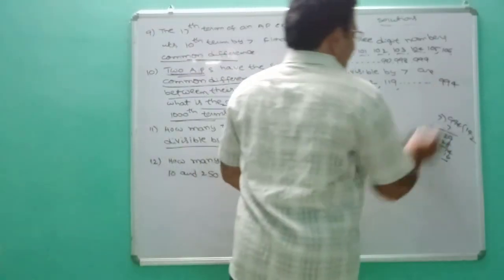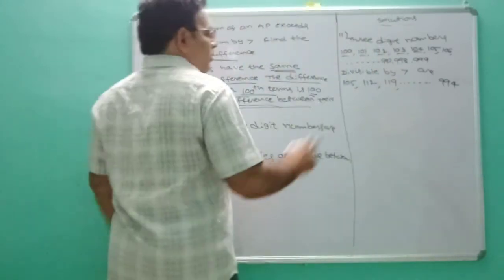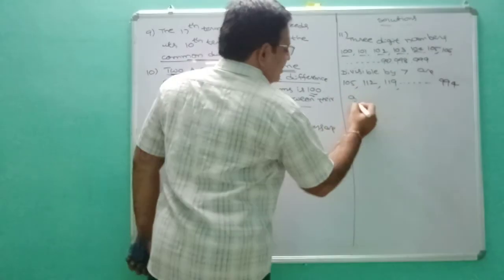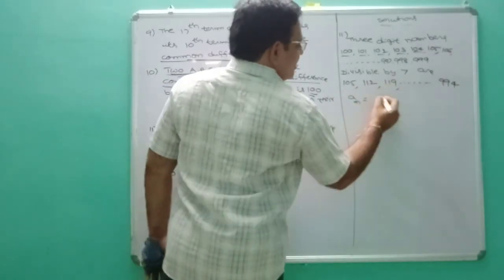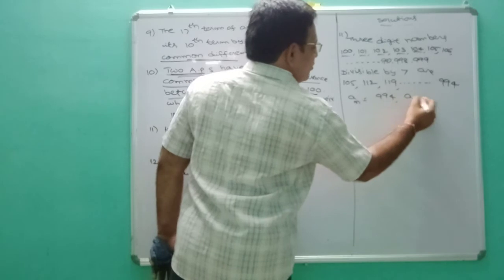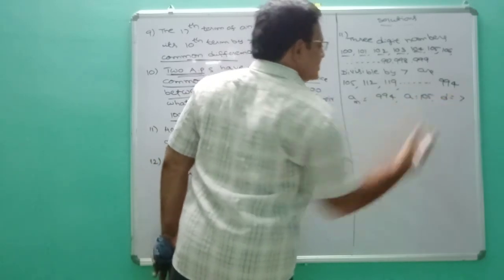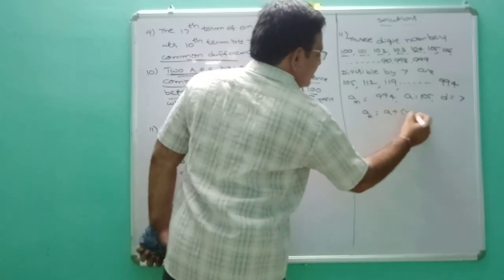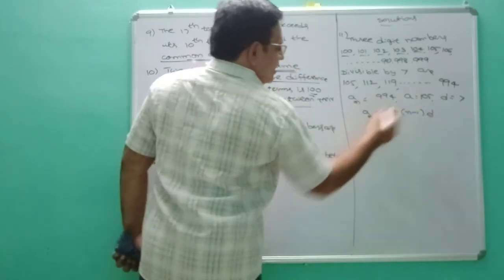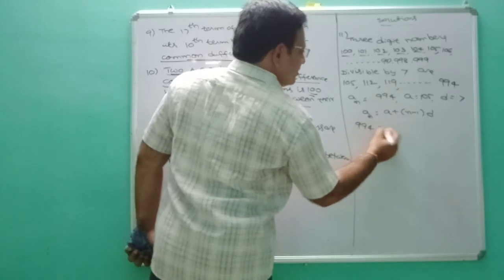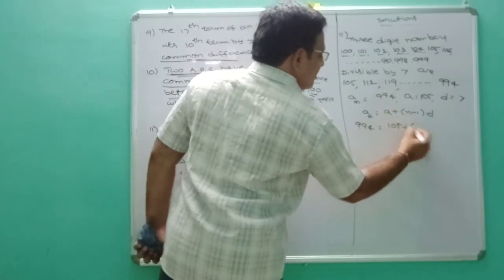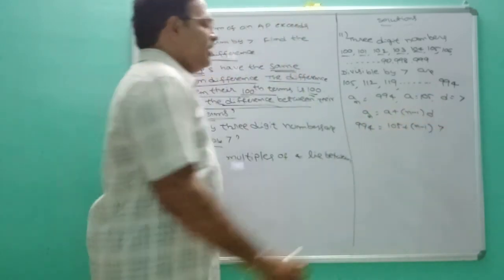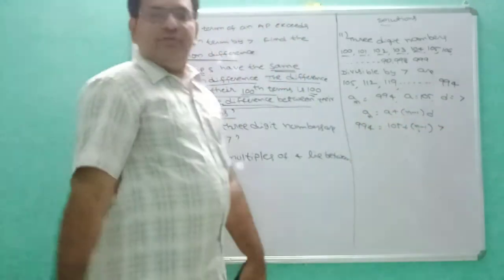Now, how many terms are there? This is the question. These all are in an AP. An equal to 994, a equal to 105, d equal to 7. Apply in this formula: An equals a plus n minus 1 into d. An means 994, a means 105, plus n minus 1 into d, whose value is 7. Here the question is you find out the n value.